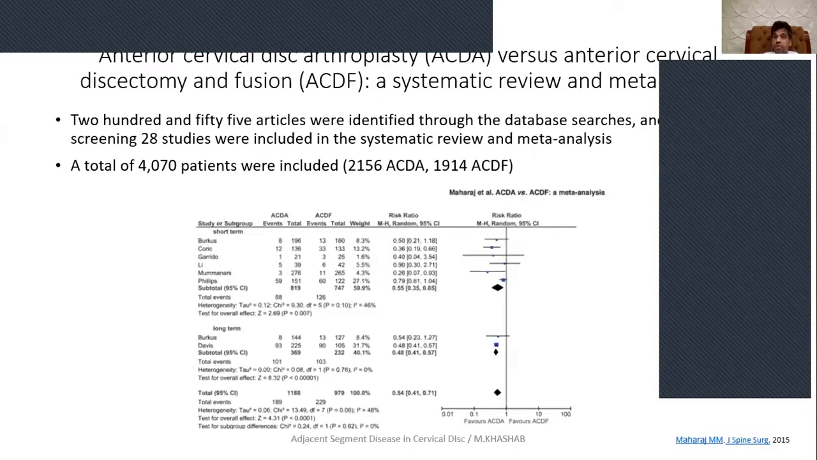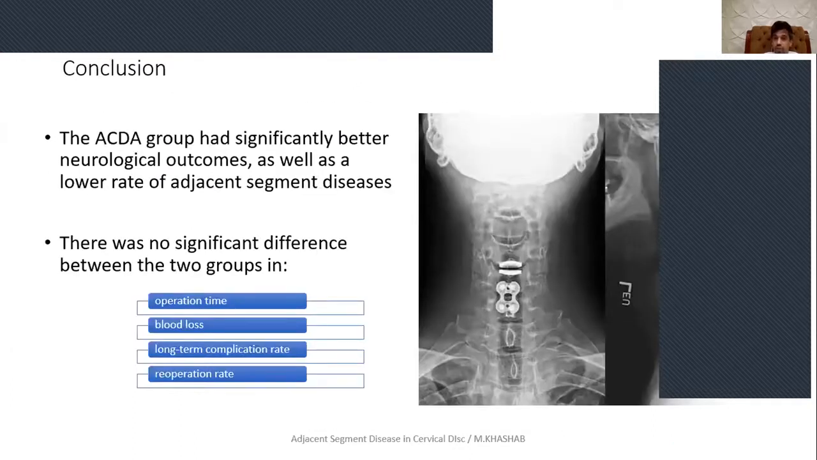Another study looked at anterior cervical disc replacement versus ACDF, with about 4,000 patients included in this study, and the conclusion was that the disc replacement group had significantly better neurological outcomes as well as a lower rate of adjacent segment disease.